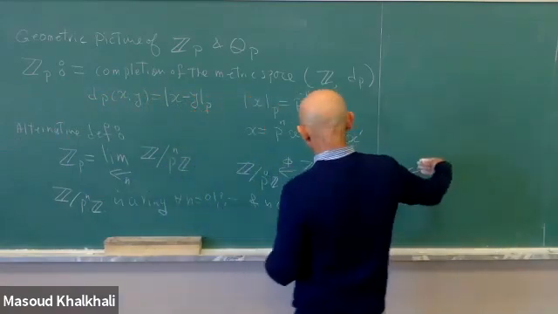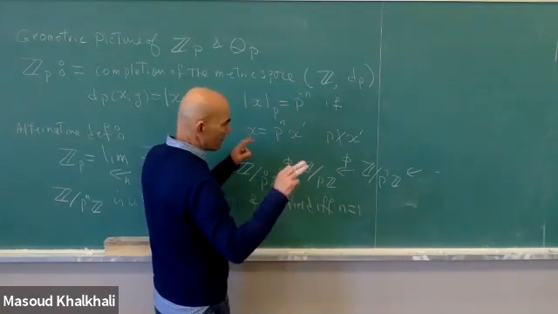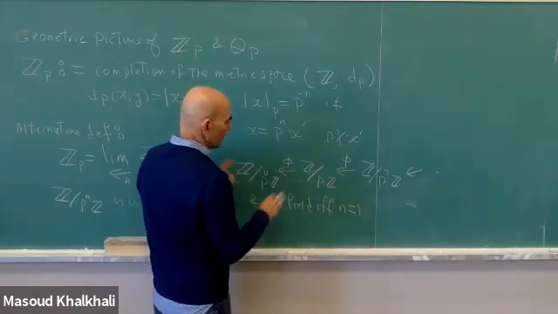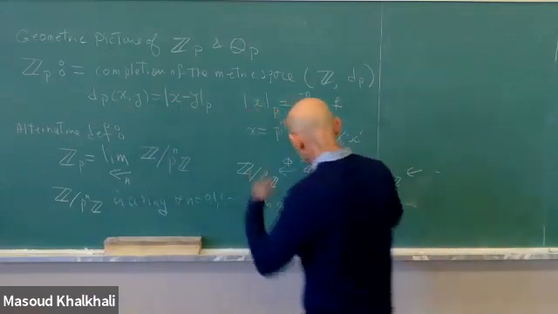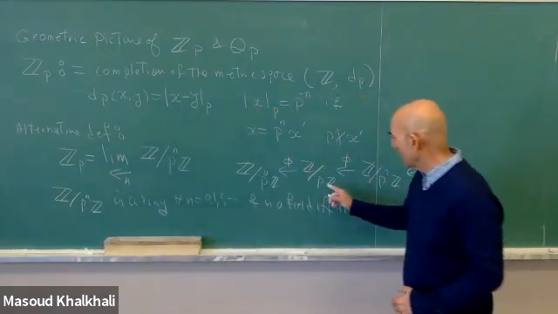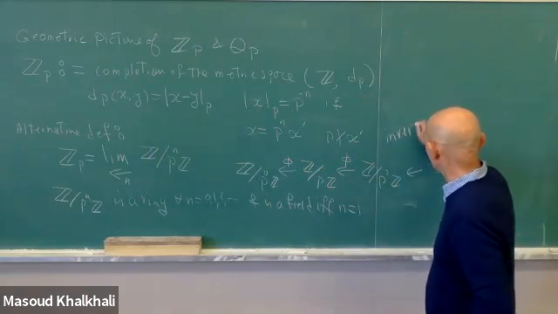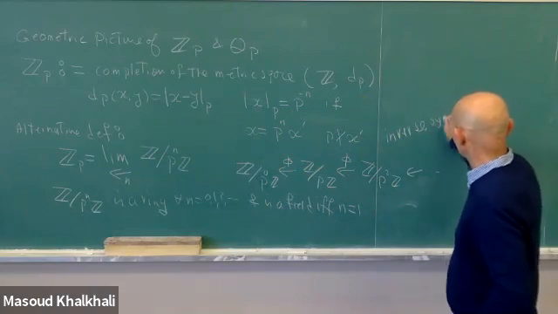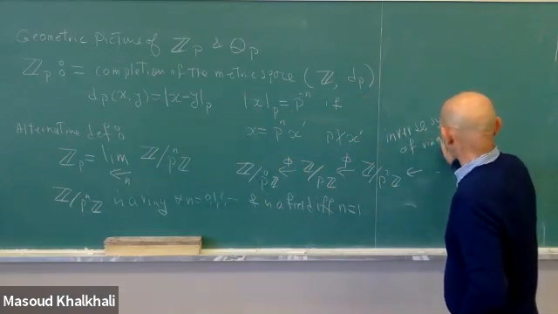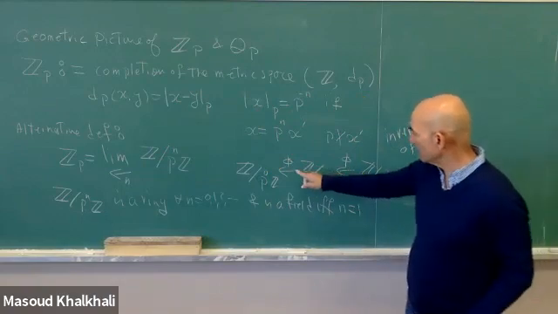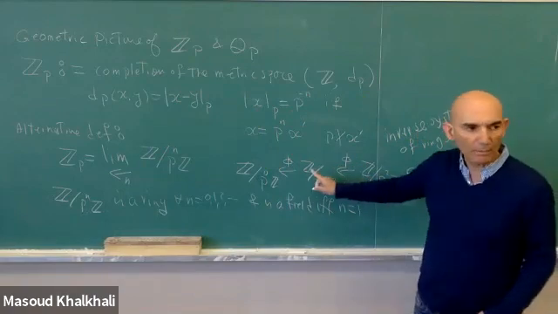A down to earth definition of inverse system is something like this: your maps are going in this direction. There's a general definition which we don't care about. So this is an inverse system of rings. These phi's, maybe I should write phi_n, but it doesn't matter, are ring maps.